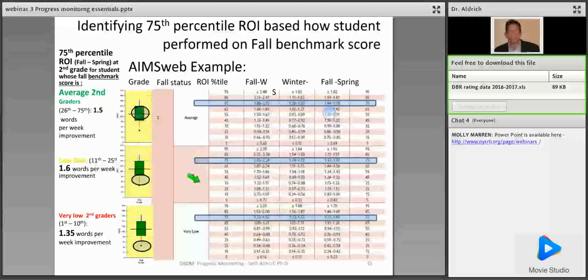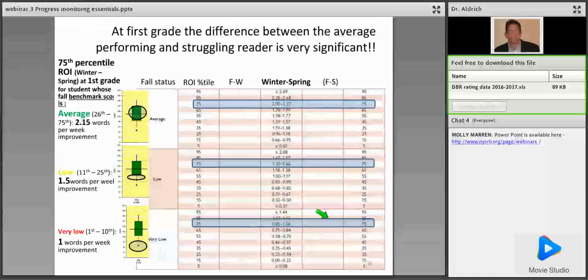Many measures have, well, this is what students who begin in the fall benchmark between the 10th and 25th percentile, what their rate of growth typically is. 1.57 to 1.70 would be 75th percentile growth, and what very low students who start out below the 10th percentile do. I'm going to go through this really quickly for the sake of time.